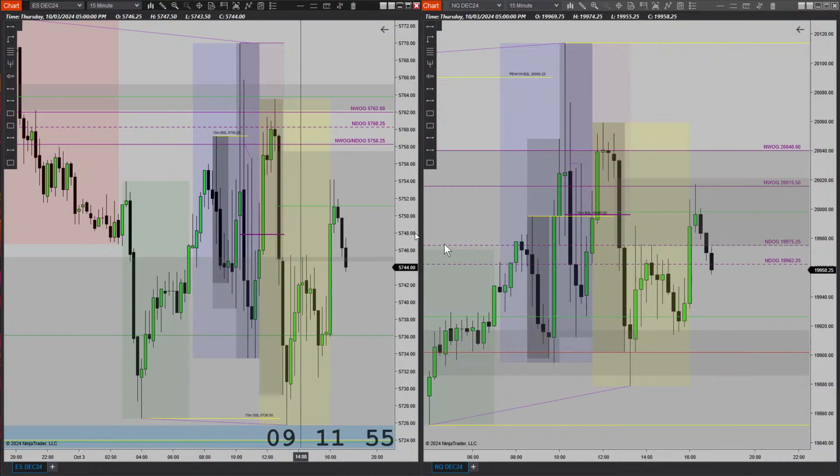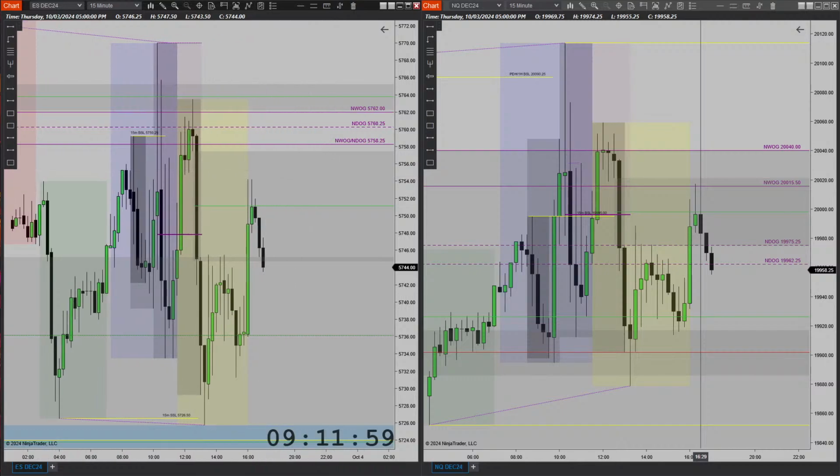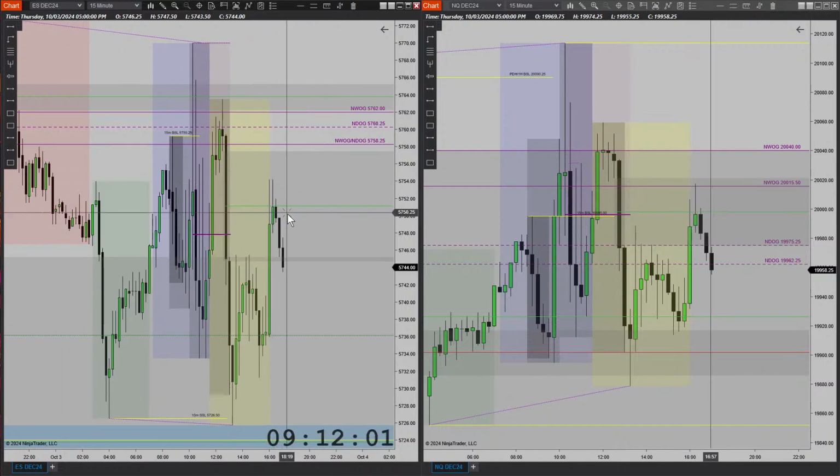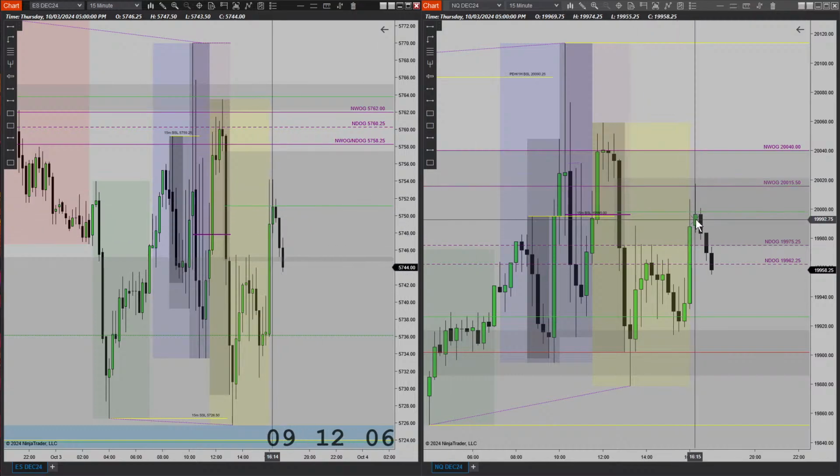So coming into today's price action, what am I looking for? I'm looking for bearish price action. I'm looking to have seen price draw lower after these highs were drawn without taking this high.